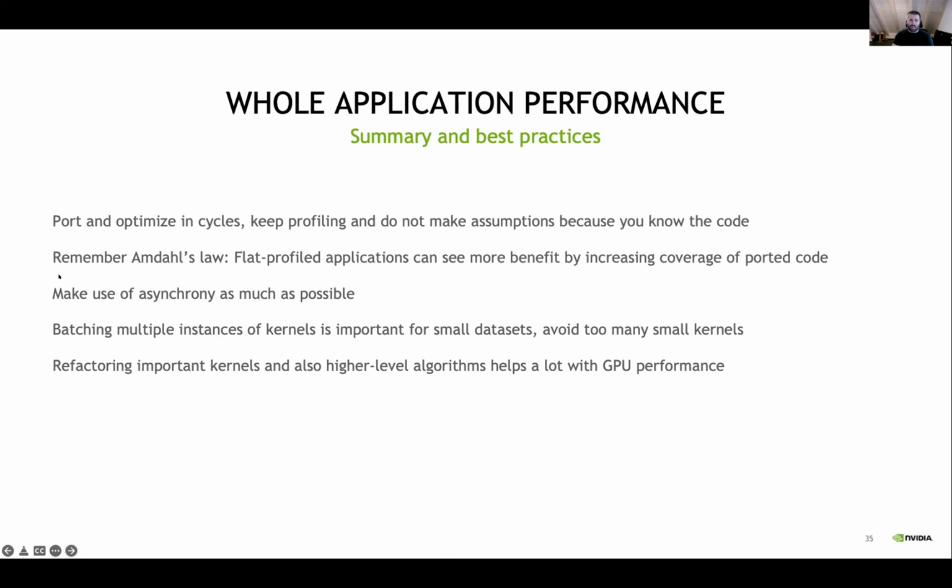One more important point is to use asynchrony whenever it's possible, because the GPU can run asynchronously to the CPU, and you want to exploit that. And what Phil also said definitely applies to VASP as well. When you can batch multiple instances of a kernel, do that, because it especially helps with small data sets. GPUs are massive parallel processors, and you need to keep them filled for good performance. Also, refactoring kernels or even higher level algorithms to keep the GPU fed, or to just express more parallelism at the same time, is really helpful.